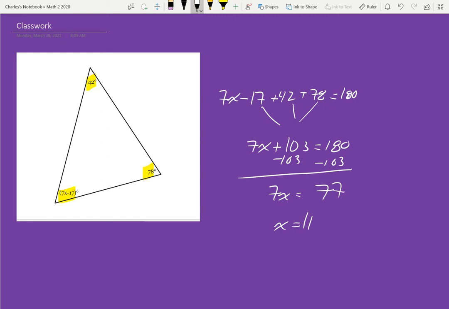And I don't know what the question asked here. If it's asking for find x, I could put 11 in. Sometimes it'll ask for what's that angle, or it might even ask for what's the biggest or the smallest angle. But what's this angle here is another good question. If I plug in 11, I get 7 times 11 minus 17, which is 77 minus 17, which is 60. So keep in mind, this angle is 60 degrees. If I add 60 to 120, that's 180. So I got it right.